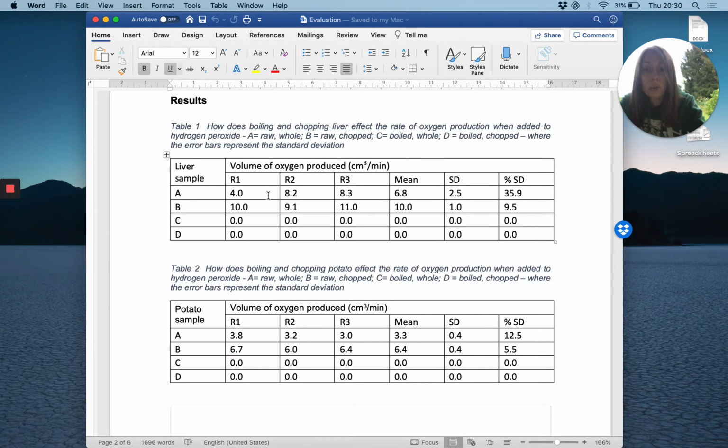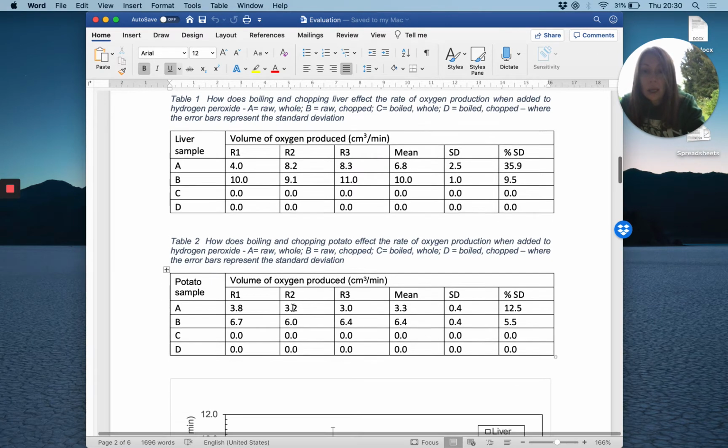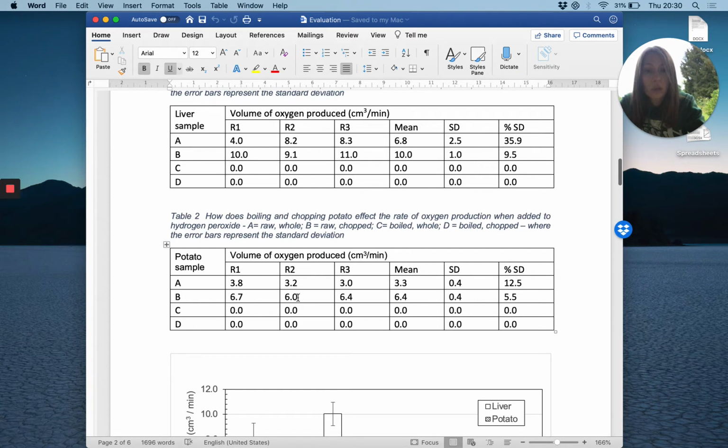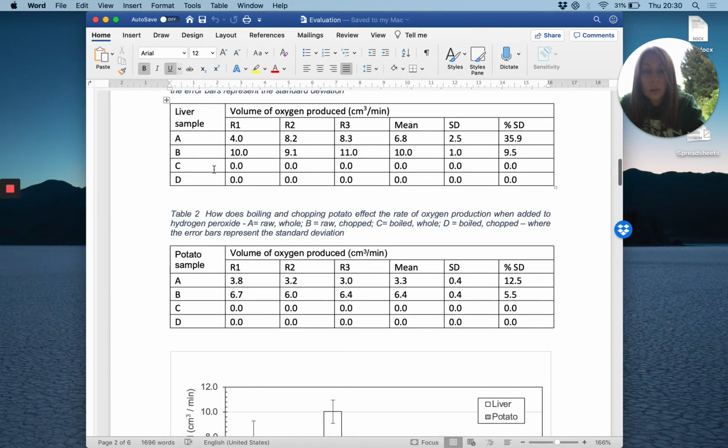If we have a look at our repeats, we can see that for the liver sample, B is always higher than A. Same thing for the potato. So those trends are the same. We can see that the boiled samples, in both liver, C, D, and for potato, are always the same as well. So they're always 0. Finally, we can see that for both, the liver is always higher than potato. So liver A is higher than potato A, and liver B is higher than potato B for all the repeats. So the first thing is the repeats support each other.